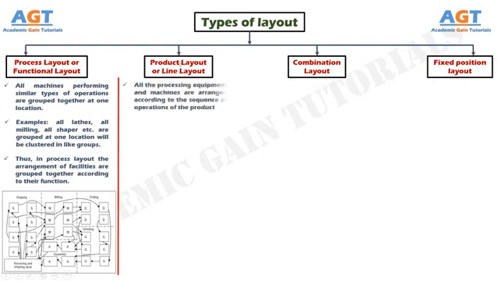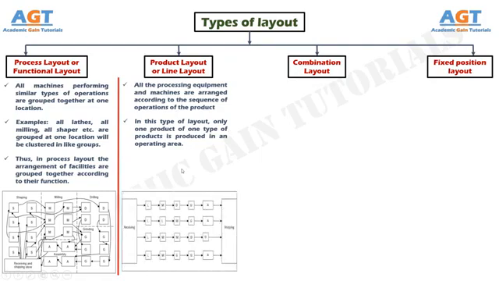Product layout or line layout. If all the processing equipment and machines are arranged according to the sequence of operations of the product, the layout is called product type of layout. In this type of layout, only one product or one type of product is produced in an operating area. In this figure we can see a product layout or line layout, where machines are arranged in a line according to the sequence of operations of the product.